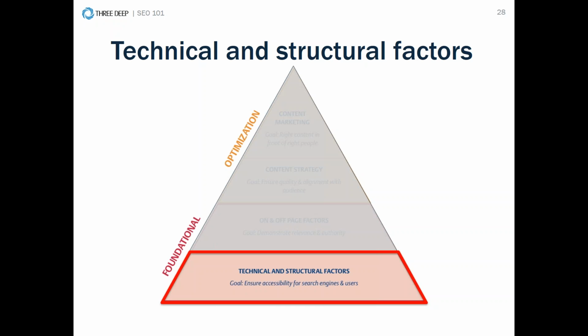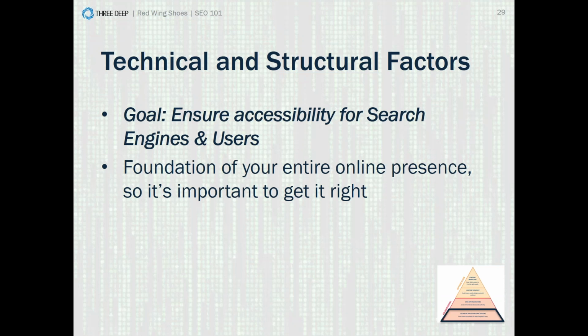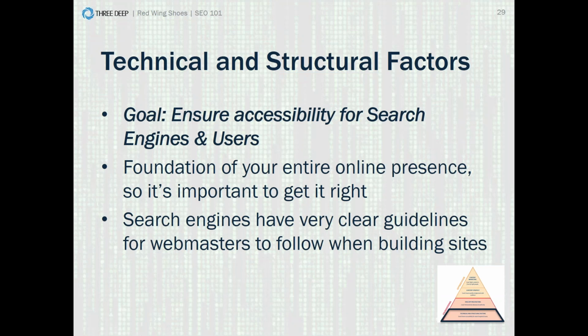These technical and structural factors that are at the very bottom of the pyramid, these are the foundation of your house. What does it mean? What are they? And how can you impact search engine results? All right, so the goal here at this level is to ensure accessibility for search engines and users. Really, it's the foundation of your entire online presence. So it's really, really important to get these things right here. And the good thing is that regardless of what search engine we're talking about in the U.S., they have very clear guidelines for webmasters to follow in building sites, and they are very, very similar between Google, Bing, and Yahoo. So if you fix your site from the technical side and the structural side here, you're going to have great results across all the search engines.